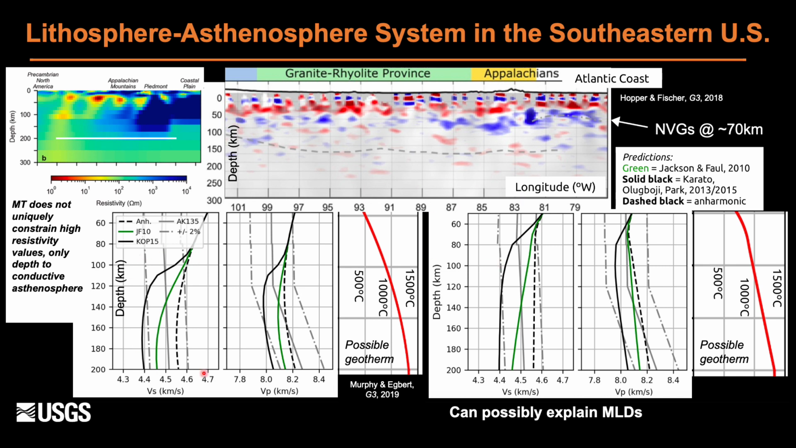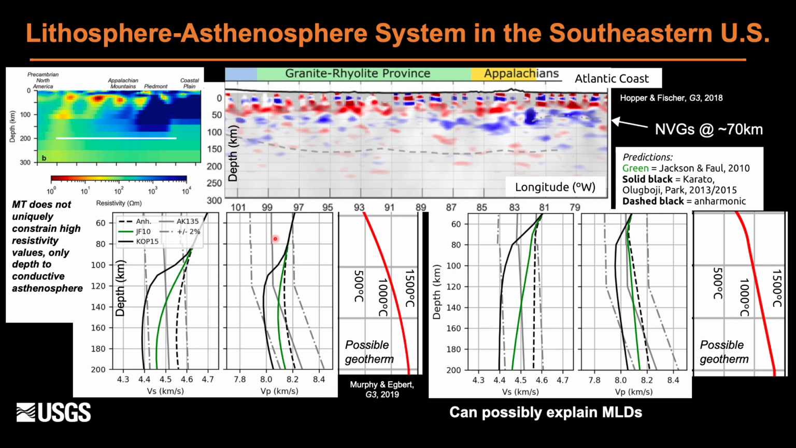So the two lower sets of plots here, on the left and the right, show two possible geotherms that when we map to resistivity using a dry conduction law will still satisfy our MT data. These curves here on the left of each set show the predicted body wave VS and VP versus depth profiles for these geotherms. The dashed black lines are again the purely anharmonic predictions, and the solid green and black lines are again anelastic predictions from two different models for anelasticity.